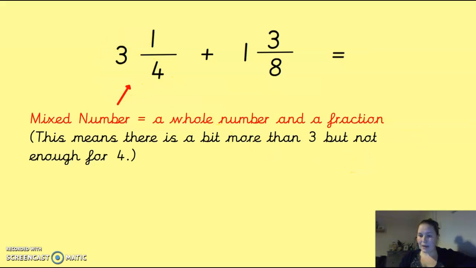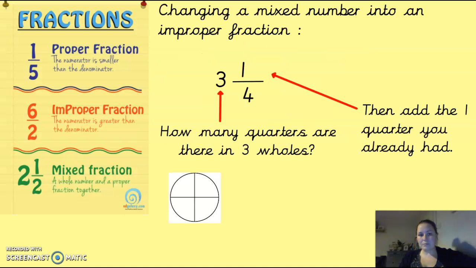I'm going to talk you through how we're going to solve this. So, first of all, we are going to change our mixed number into an improper fraction. Now, an improper fraction is one where the numerator is greater than the denominator. Top number bigger than the bottom number. So over here, these proper fractions, this is the fractions we're used to, where the top number is smaller. An improper fraction, the top number is bigger, and a mixed fraction is where you've got a whole and a fraction together.